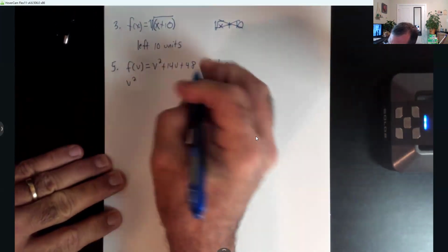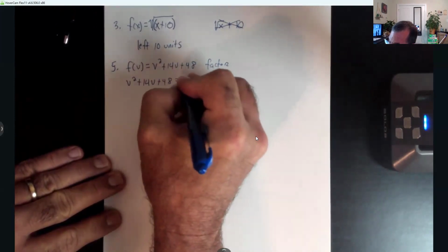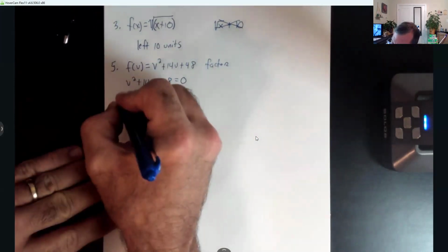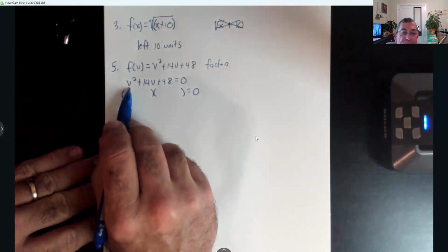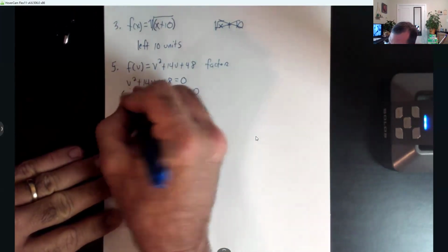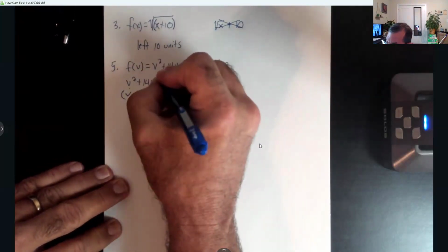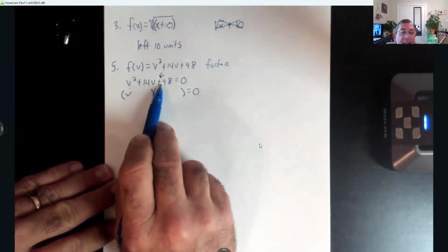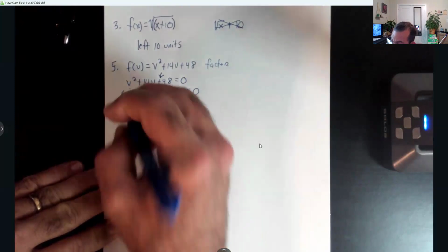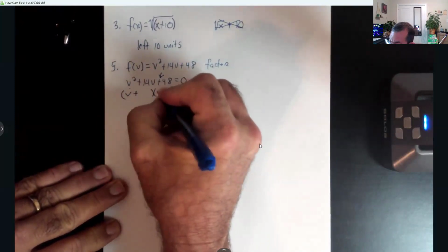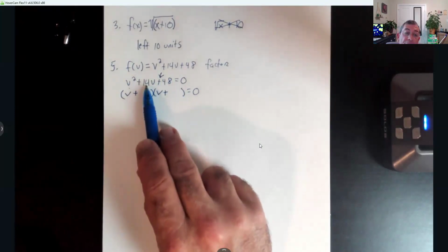So I'm going to set v squared plus 14v plus 48 equal to 0. Then we'll come in and put our parentheses so we can factor it. The v squared will be a v and a v. Y'all remember what we said, the last sign's positive here. So anytime the last sign's positive, both of these factors will have the same sign as the middle. So they're both going to be positive. So y'all, the trick now is to find factors of 48 that'll equal 14.